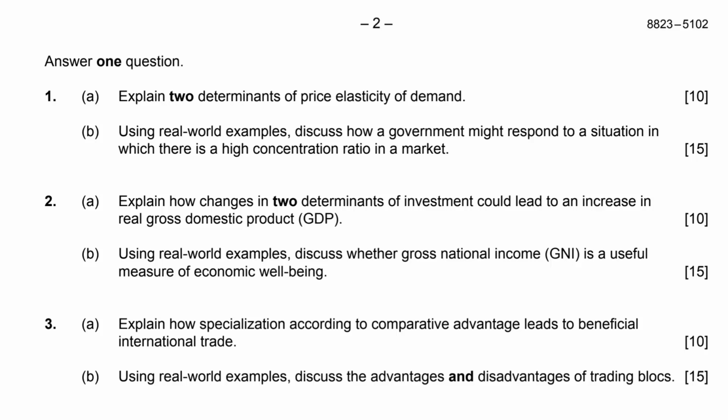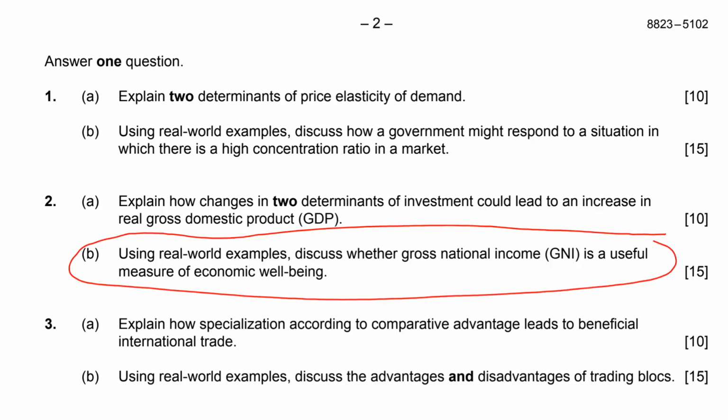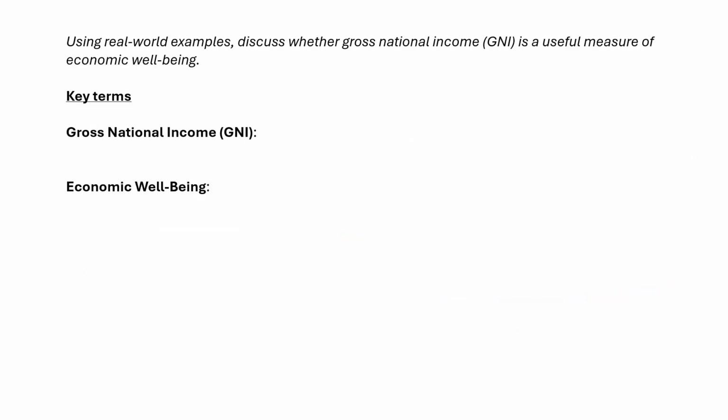Now, the second part of this question, part B, we've been asked to use real examples to discuss whether gross national income, GNI, is a useful measure of economic well-being. Right. So again, this question is pretty straightforward in terms of what it's asking us to do. We simply have to discuss whether GNI is a useful measure of economic well-being. Additionally, we've been instructed to use real-world examples, so we need to work those into the solution.